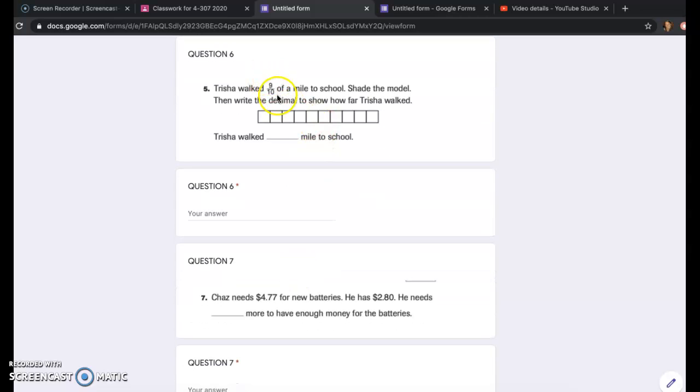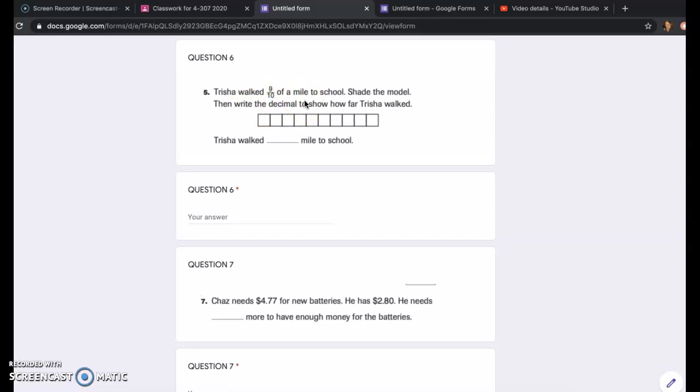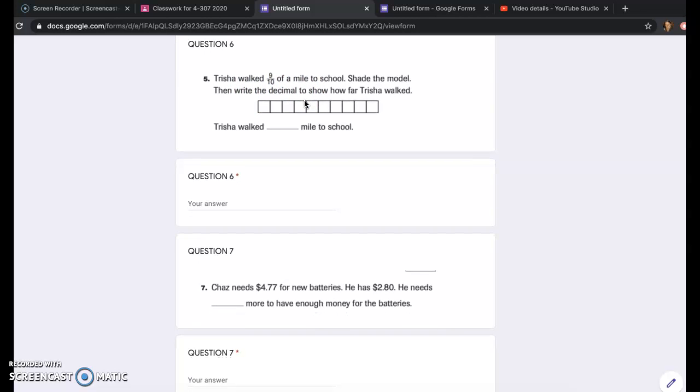Question 6. Trisha walked 9/10 of a mile to school. Shade the model, so you're not going to do that, but write it as a decimal to show how far Trisha walked.